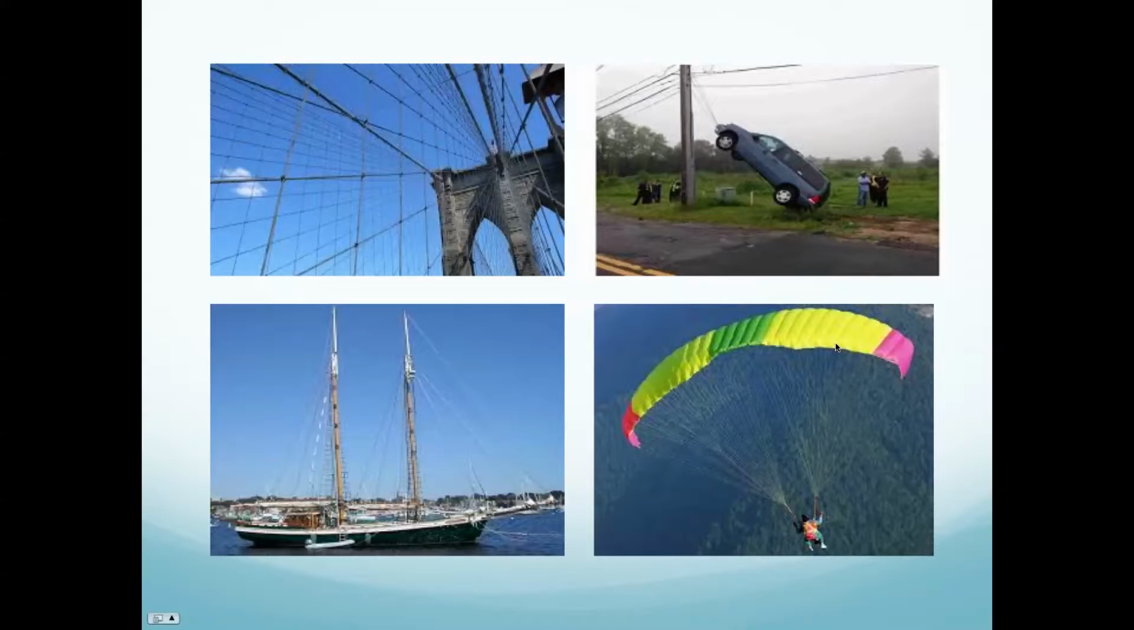If you've ever played the game 4 Pics 1 Word, you know how that goes, and what we're looking for is what do these 4 pictures have in common. And the word we're looking for is guy wire, which really is the stability of each of these. The structure, whether it be a bridge or a ship or a telephone pole or a parachute, requires these wires for stability. And if those wires are not functioning properly, there are problems.